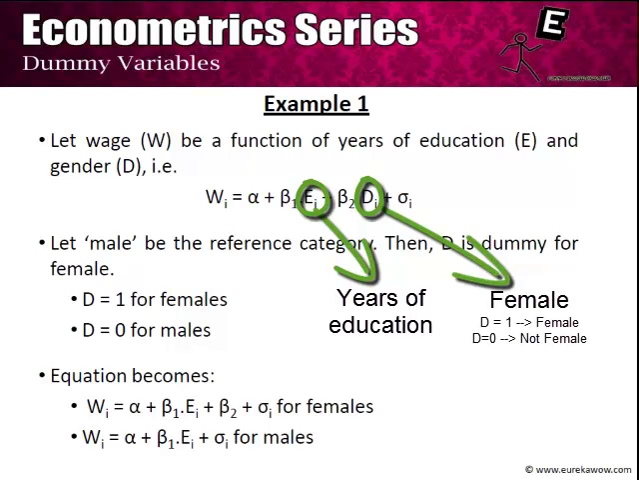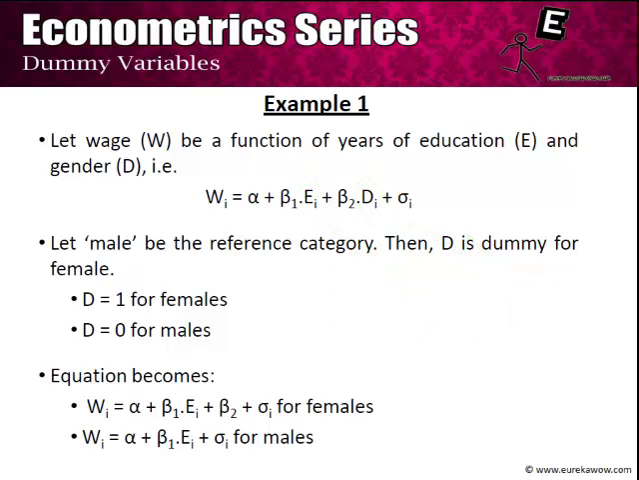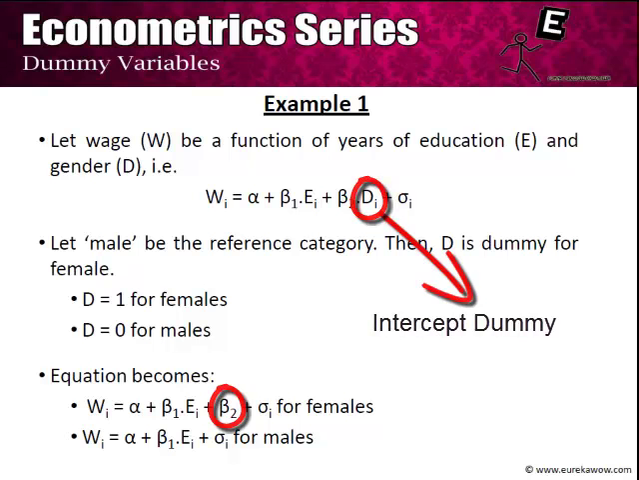Now note that when D is equal to 1, we are talking about a sample which is a female, and when D equal to 0, we are talking about a sample which is a male. To show that more vividly, we let D equal to 1 and we get the equation Wi is equal to alpha plus beta 1 Ei plus beta 2 for females, and Wi equal to alpha plus beta 1 Ei plus sigma i for males. Note that there is a uniform difference of beta 2 between the wages of females and males, and hence this is what we call an intercept dummy.